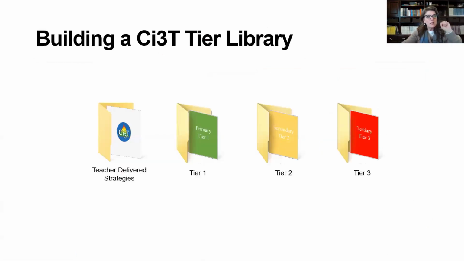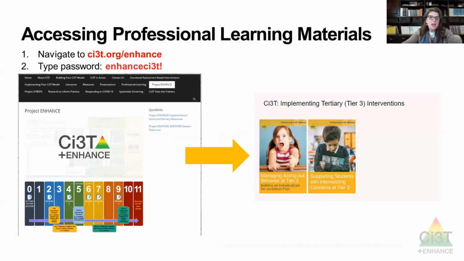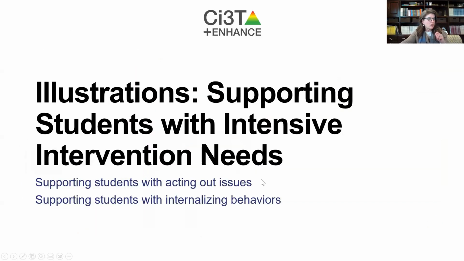So we're focusing at Tier 3. You might think about this as building your library. And if you are logged in, and if you're not yet, please get there. We're gonna focus today on 2 different types of Tier 3 supports. And these are rich resources. And the first one that we're going to start with is about supporting acting out issues.